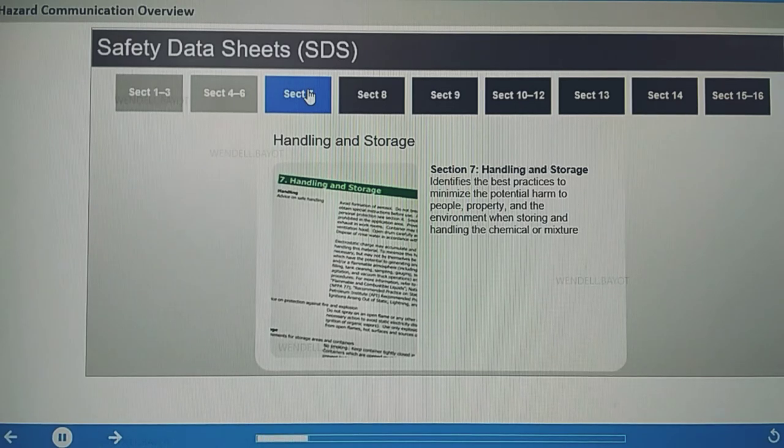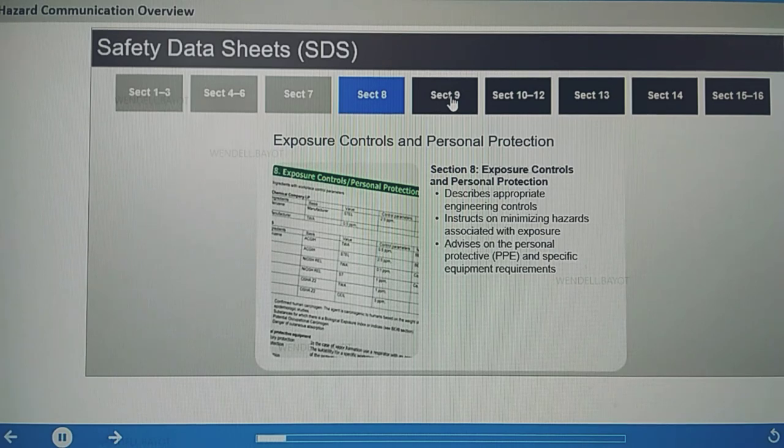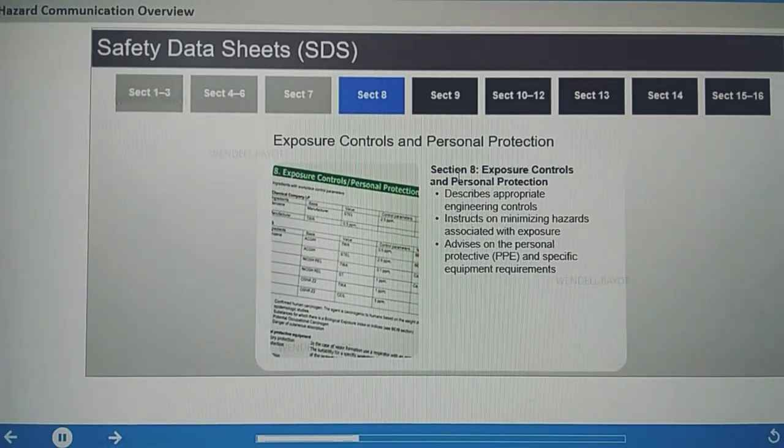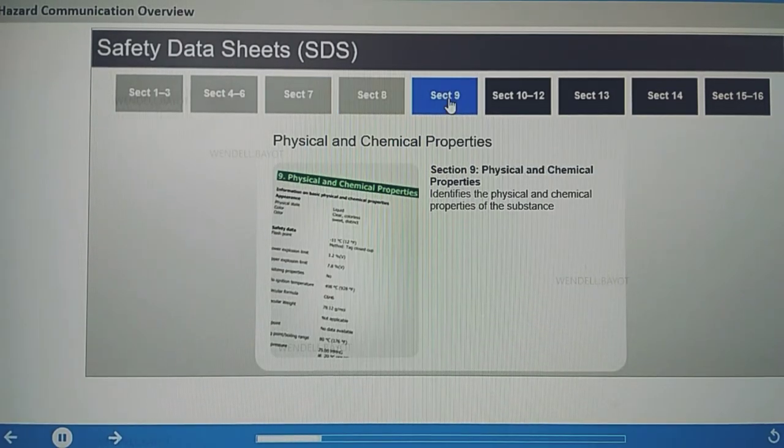Section 7 identifies the best practices to minimize the potential harm to people, property, and the environment when storing and handling the chemical or mixture. Section 8 describes appropriate engineering controls such as ventilation guidelines and instructs on minimizing hazards associated with exposure to the substance or mixture. Section 9 identifies the physical and chemical properties of the substance.